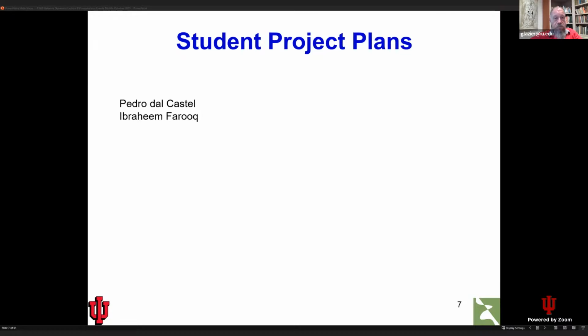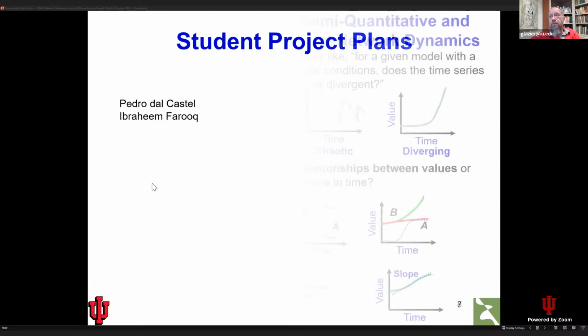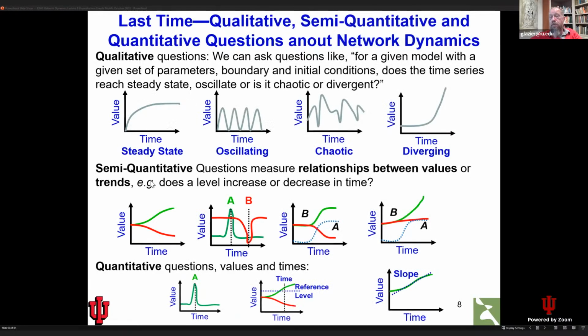Okay, so let's come back to the class. I just want to review, we talked last time about questions that we could ask about time series. And I introduced this classification of qualitative questions about time series, which primarily have to do with, do you reach a steady state? Do you have periodic oscillations, chaotic oscillations, or divergence? Semi-quantitative questions: is something increasing, decreasing, is something before or after something else? And then quantitative questions. When does something happen? How much of something do we have? How fast does something change?